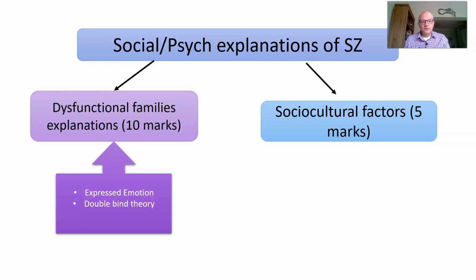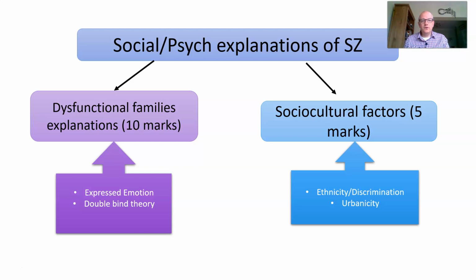So for our dysfunctional families, we're going to look at 2 ideas: expressed emotion and double-bind theory. Now, because you've looked at the definitions, you've had a read, you should have an idea now of what that's all about. But for the socio-cultural factors, we're going to look at ethnicity, discrimination, and the stress surrounding that, and the stress of urban living. Both have been linked to higher levels of schizophrenia, and that's for another lesson. Very interesting stuff.